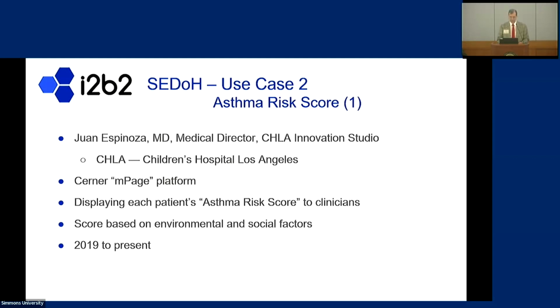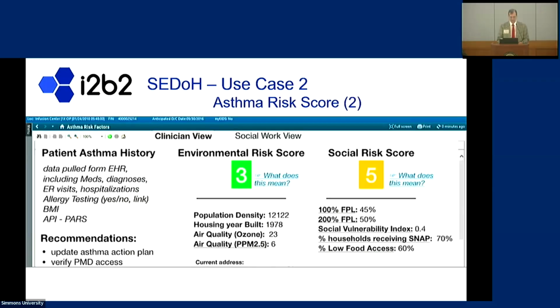Let me show you what that looks like. He's been using this for several years now. So the asthma risk score shows up in this Cerner MPage to the clinician. You see on the left there, the patient's asthma history, and then there's an environmental risk score and a social risk score. And these are based on certain measures from SDOH that are listed down there. There are 4 measures for environmental risk and 5 measures that went into social risk.